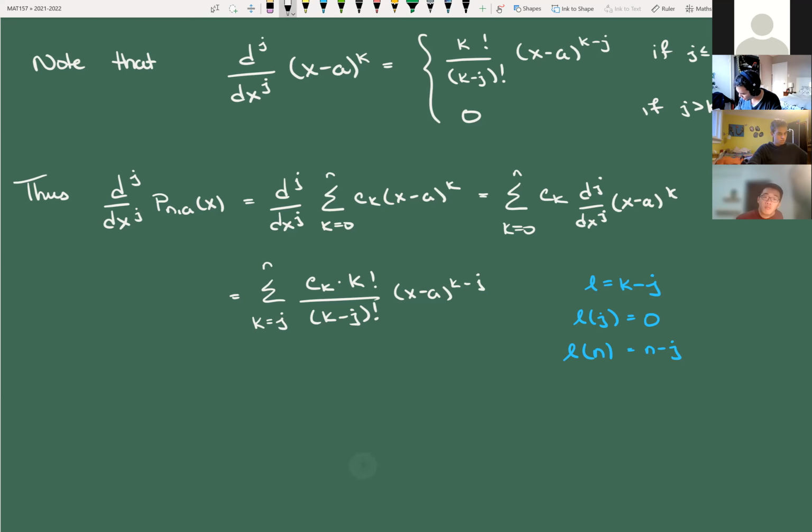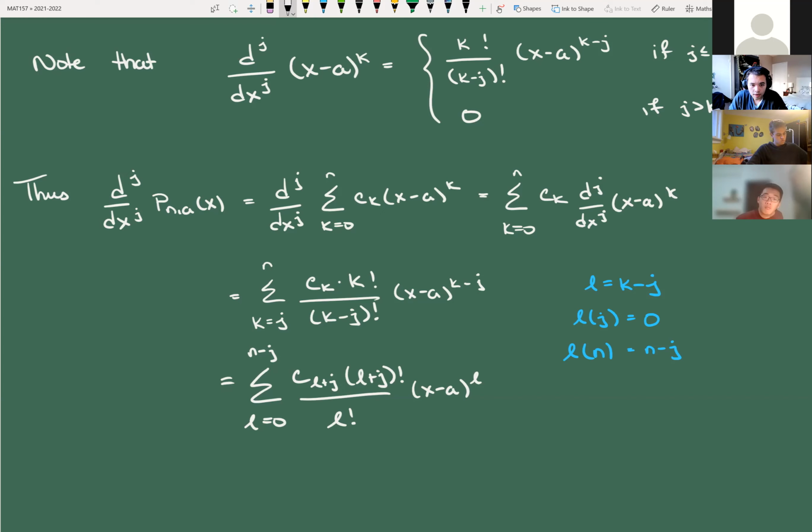Okay, so my sum here, I will be able to rewrite it as the sum from L equals 0 to n minus j, c times L plus j. K factorial is L plus j factorial. K minus j is L. And then x minus a to the L, right? Like so. And voila, there I am. I have it.